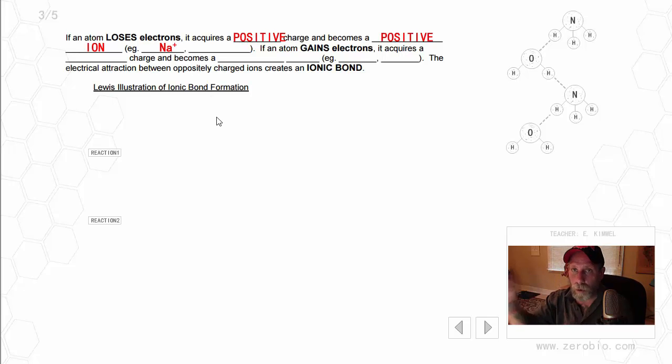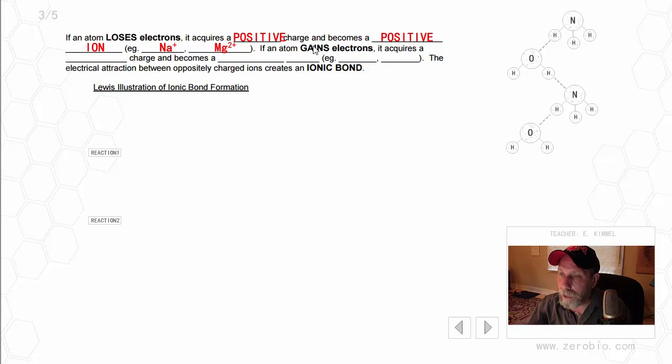All right. When you lose 1 negative and you still have the same number of protons, the positives, you are now positive. And if you lose 2 electrons, you have 2 extra positives. You didn't gain 2 positives. You just lost 2 negatives, so you are now positive. Mg2+ is an example.